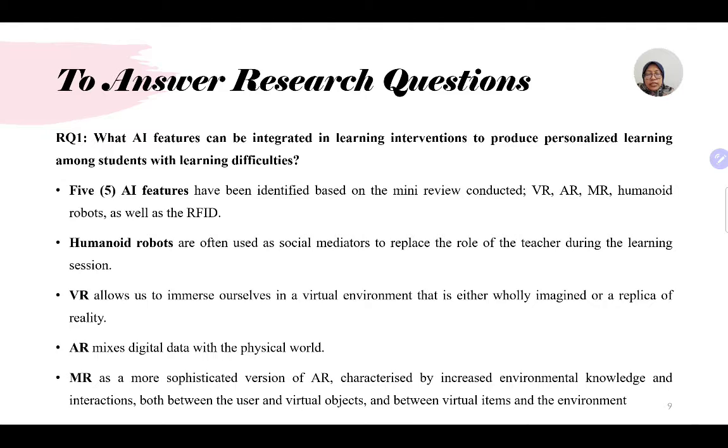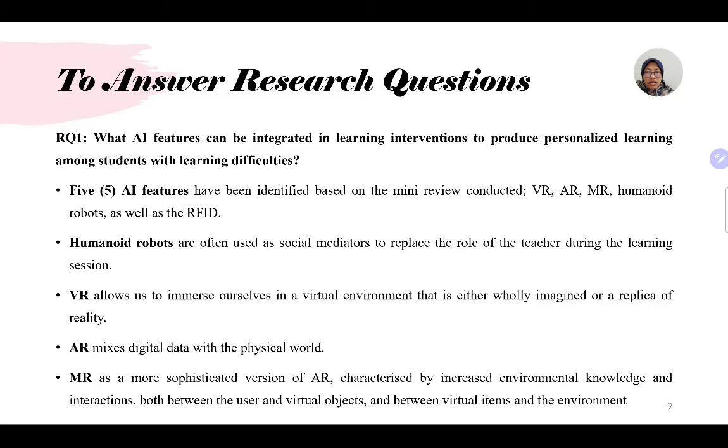To answer the research questions, number 1, which is what AI features can be integrated in learning intervention to produce personalized learning among students with learning difficulties. There are 5 AI features identified based on the mini review conducted, which are VR, AR, MR, humanoid robots, as well as RFID. Humanoid robots are often used as social mediators to replace the role of the teacher during the learning session.